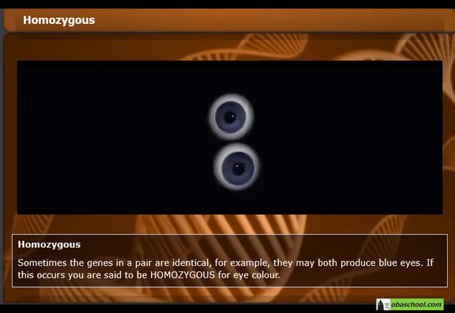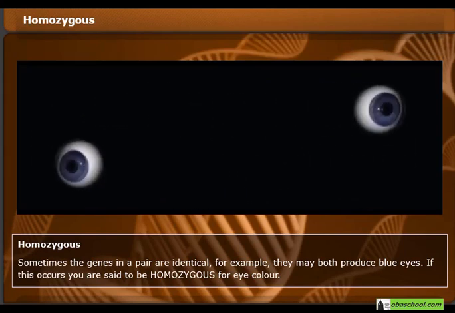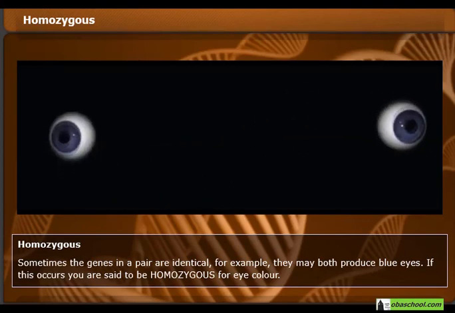Homozygous. Sometimes the genes in a pair are identical. For example, they may both produce blue eyes. If this occurs, you are said to be homozygous for eye colour.